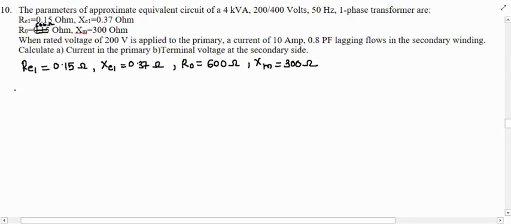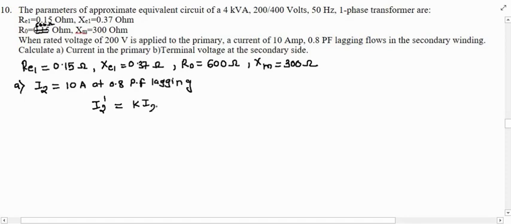So let us start. First of all, we will calculate the current in the primary. What is your I2? I2 is equal to 10 ampere at 0.8 pf lagging. So what is I2 dash? I2 dash will be K into I2. So what is K? K is nothing but V2 upon V1. So 400 divided by 200 into I2, that is 2. So I2 dash will be 20 ampere at 0.8 pf lagging.